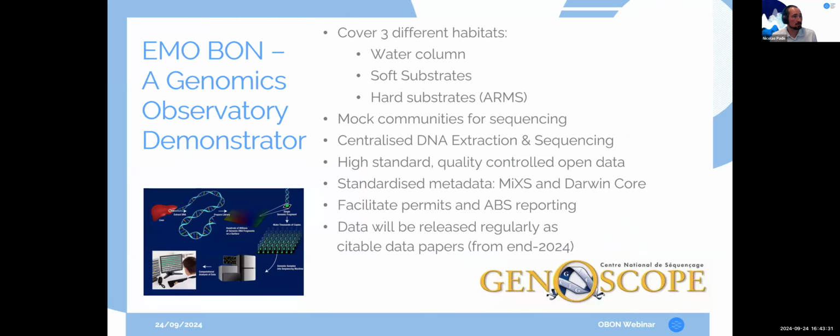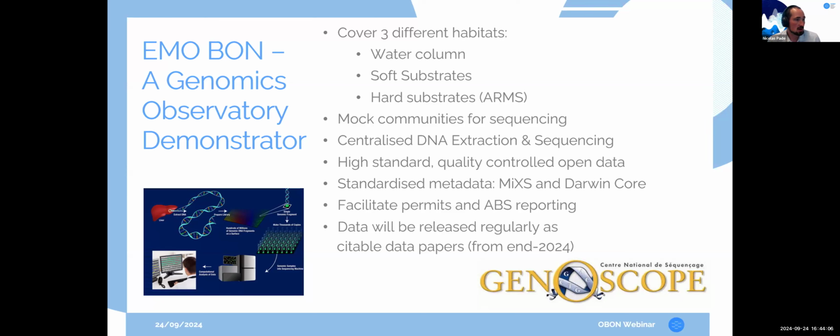Okay, so a closer look at our observatory: we have essentially three major habitats that we're looking at. We're looking at water column, soft substrates, and hard substrates. We have implemented mock communities for our sequencing. So in terms of having a positive control that we can run with all our sequences, we have that, built from our culture collections. I should also mention that this is available if anybody wants to work with it. And we can also create these for you for particular areas if it's covered by our culture collections.